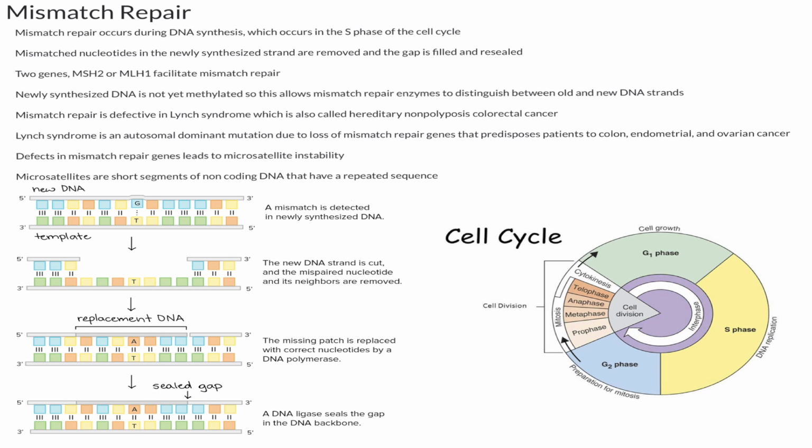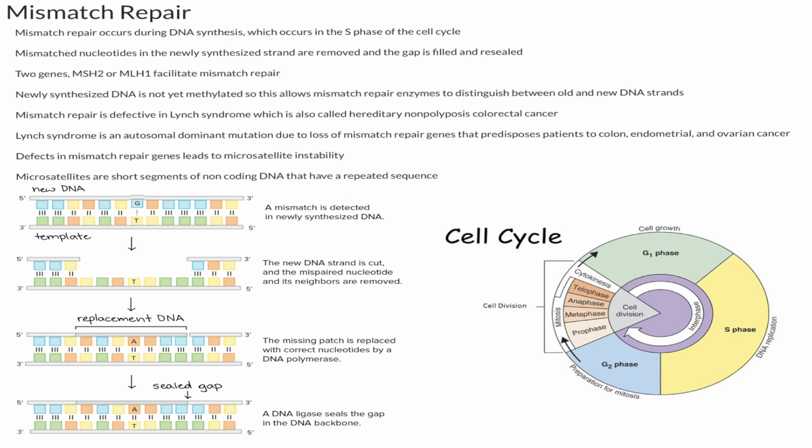So there's a disease called Lynch Syndrome, which is also called hereditary non-polyposis colorectal cancer. It's called this because usually polyps form before colorectal cancer forms, but in Lynch syndrome there are no polyps, and that's what makes this unique. So Lynch syndrome is an autosomal dominant mutation that occurs due to the loss of mismatch repair genes, and this predisposes patients to colon, endometrial, as well as ovarian cancer.